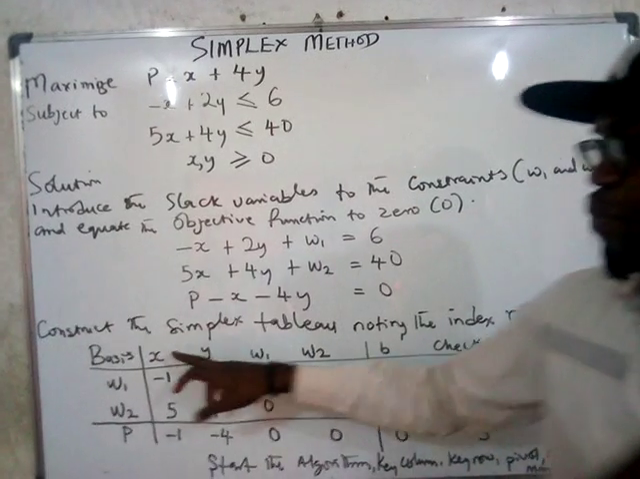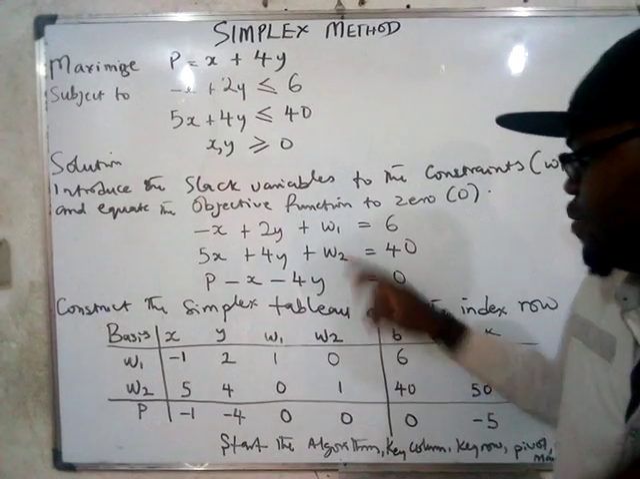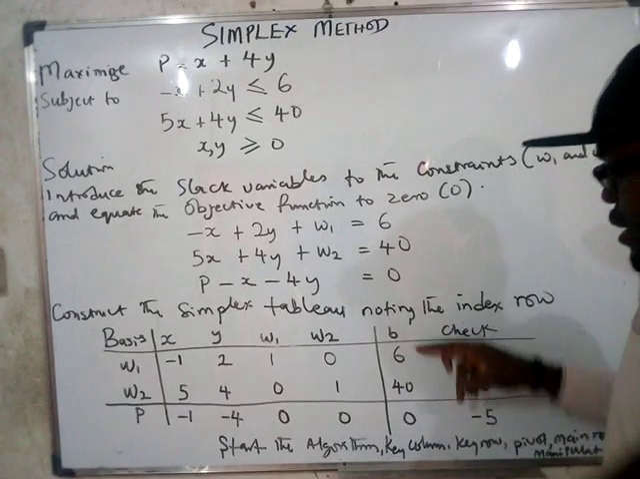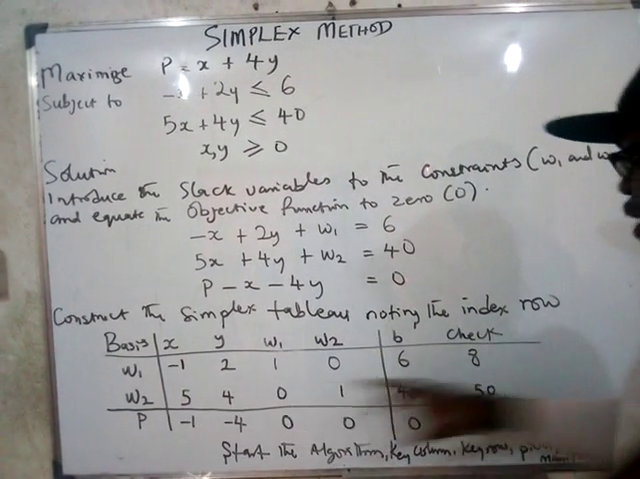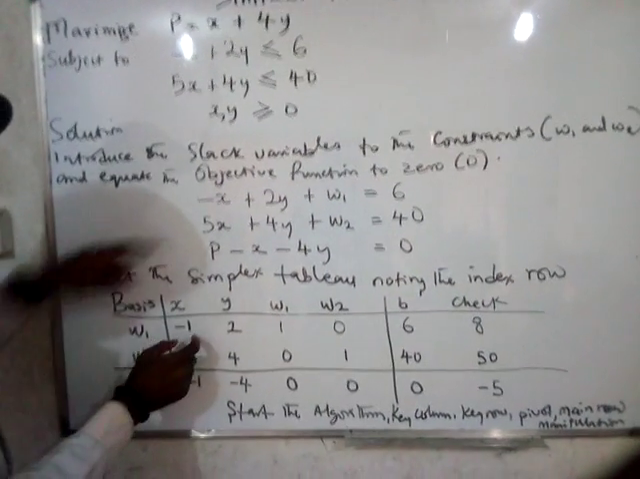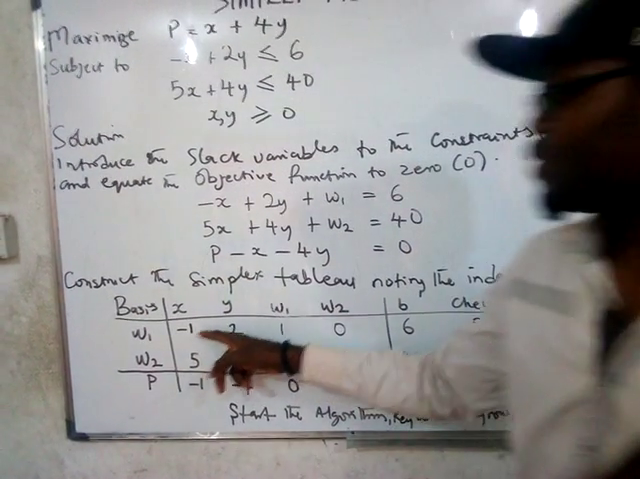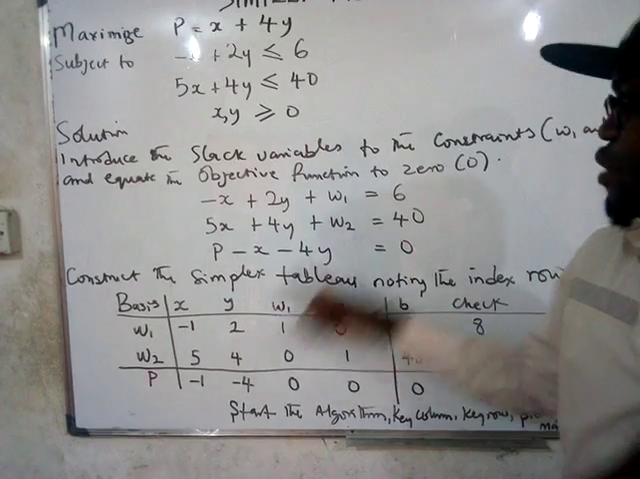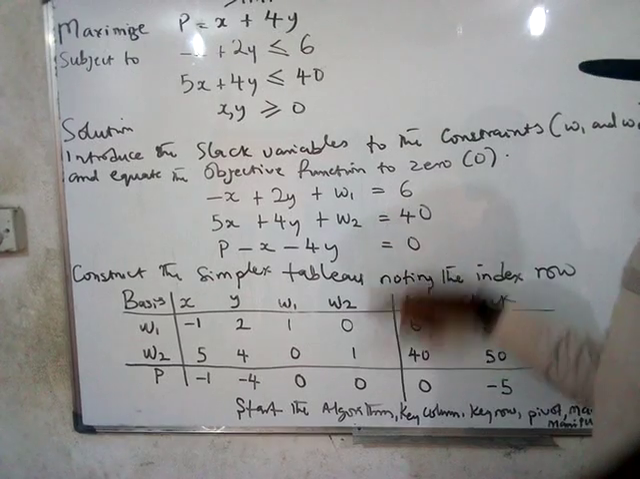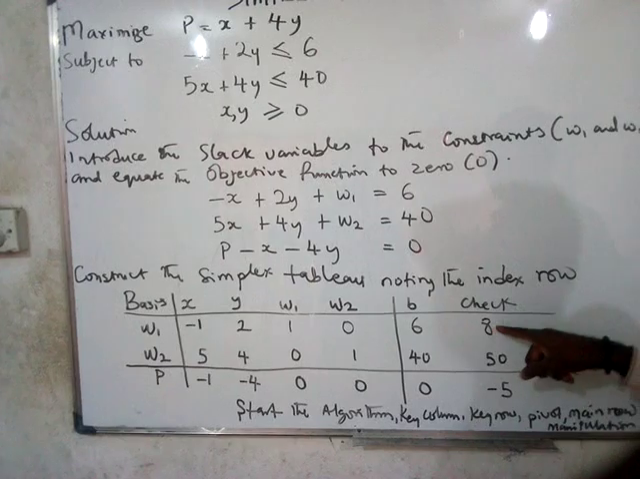Then on this column, put your variables x, y, then w1, w2, then b, which is what is on the right of the equal sign, first 6, then 40. Then the check is when you add up everything here. So this is how you get your simplex tableau. Having done this, for x, what is the coefficient of x? Minus 1. What is the coefficient of y? 2. Coefficient of w1? 1. What is the coefficient of w2 for this first one? It is 0. Coefficient 6, you bring it back. Add up everything here, you get the check.